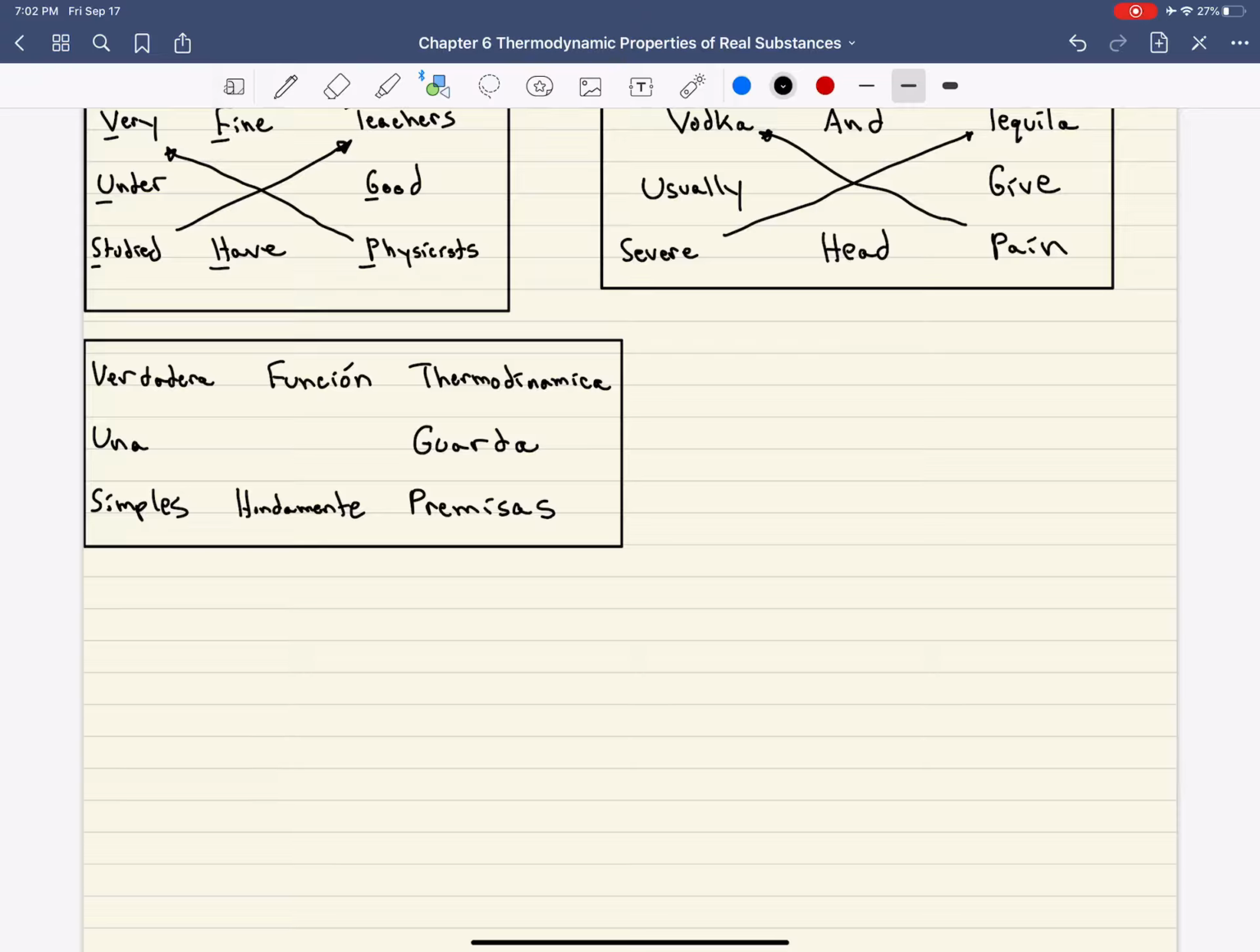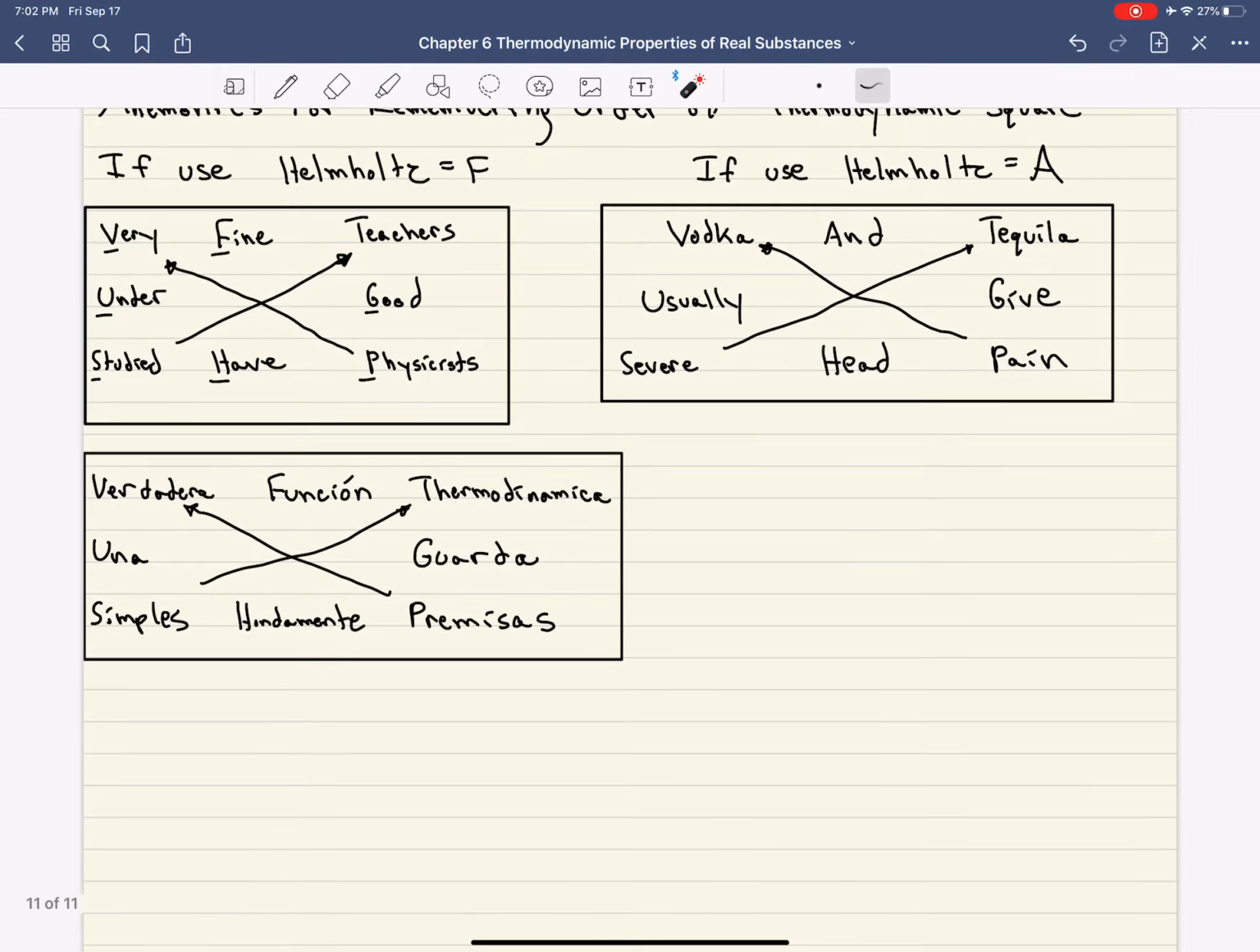Right? In any case, these are all mnemonics that are good to kind of remember for writing your thermodynamic square in the correct order.